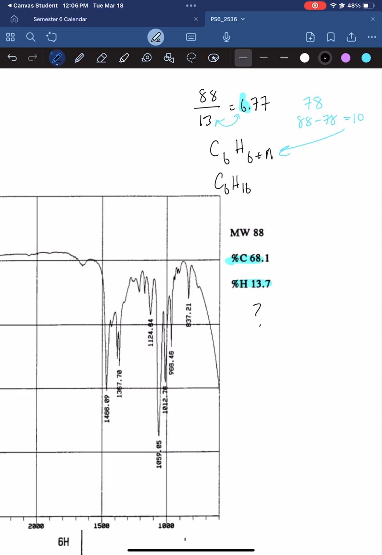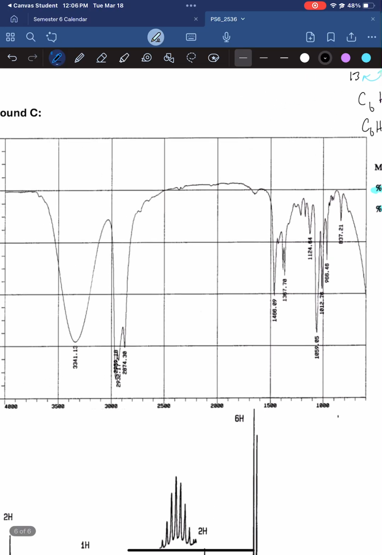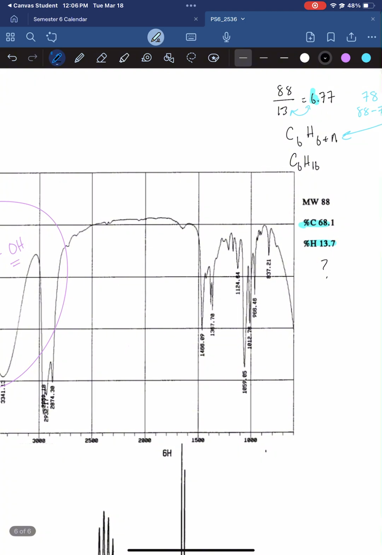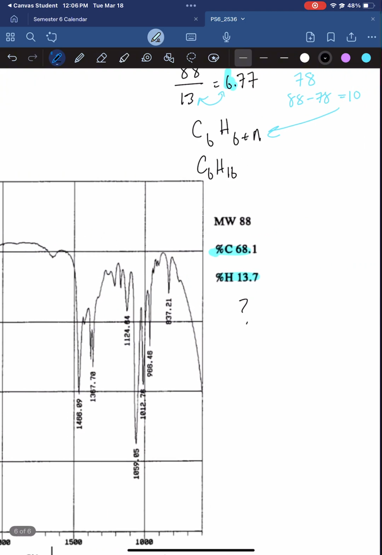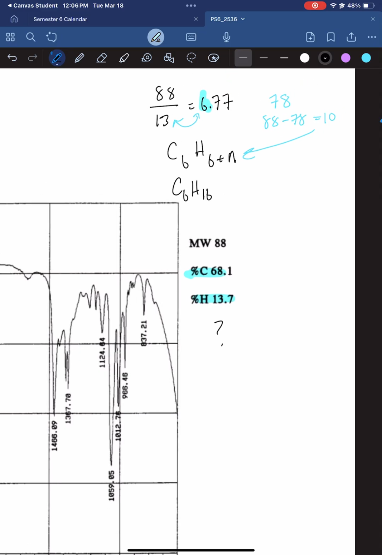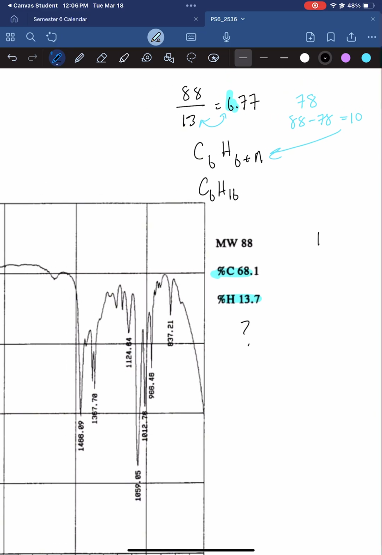We could have a halogen or something like that, but if we immediately look at our IR spectra, something jumps out immediately. What jumps out? This fat OH stretch. That tells us we have an oxygen somewhere in our molecule. So just by deductive reasoning, we can probably assume that there's an oxygen in here. And oxygen, according to the periodic table, has a mass of around 16, while carbon has a mass of around 12, and hydrogen has a mass of around 1.